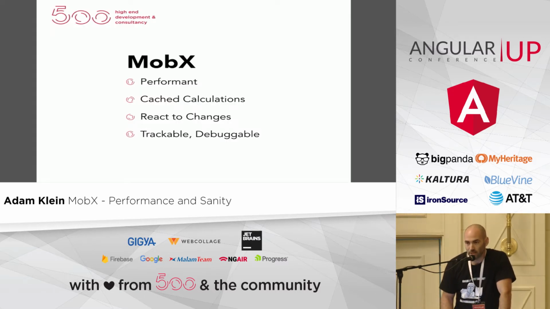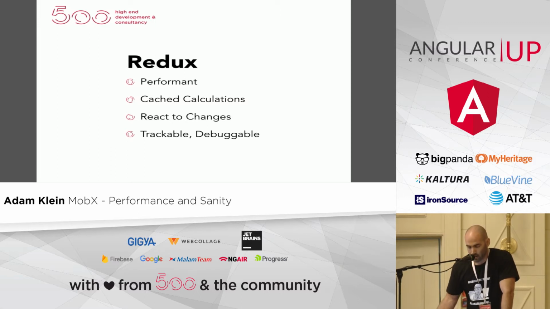MobX is very performant. It allows you to cache calculations of data from the state. It allows you to react to changes on the state. And it gives you tools to track and debug what's going on underneath the hood. But Nir mentioned Redux. So Redux does all of this. So why switch from Redux to something else?